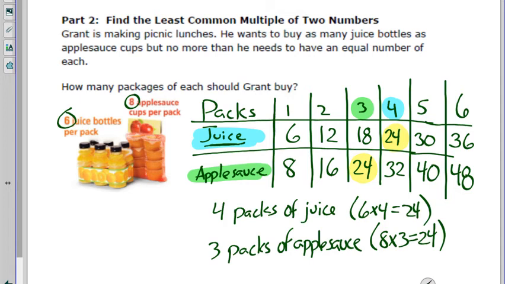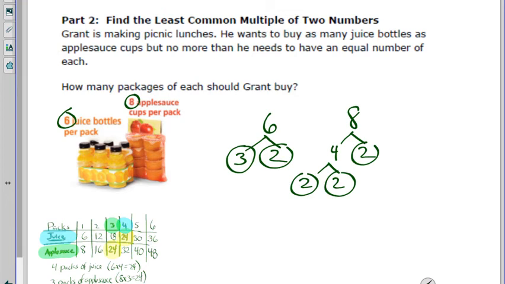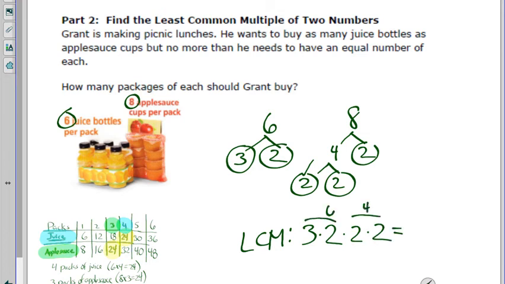Well, let's see if we could do this with the factor tree method. I'm going to quickly do my factor trees for 6 and 8. And then I know that for my least common multiple, I need a 6 in it, so I need the fixings of a 6. That's a 3 times 2. If I go up and look at my 8, I already have a 2, but I need 2 more 2s, don't I? So I need 2 more 2s. And now I can say, well, this is 6, this is 4. 6 times 4 is 24. I get the same answer.